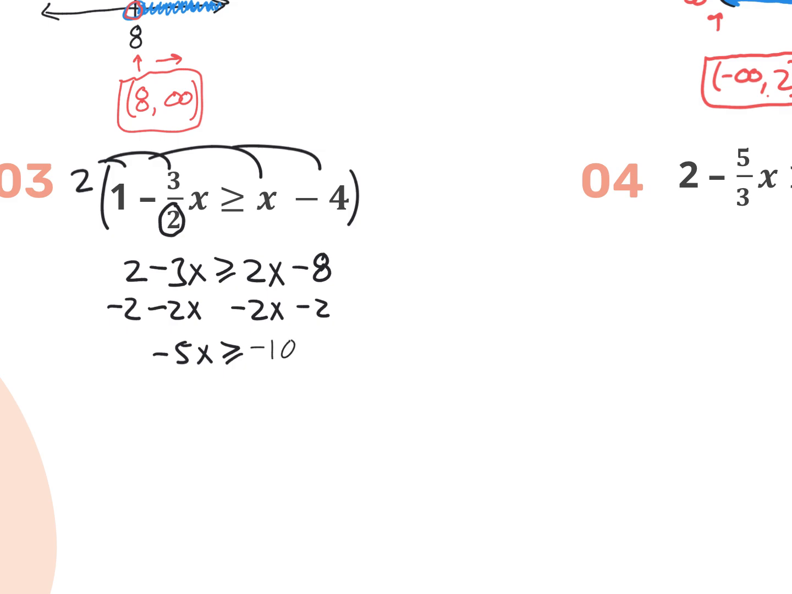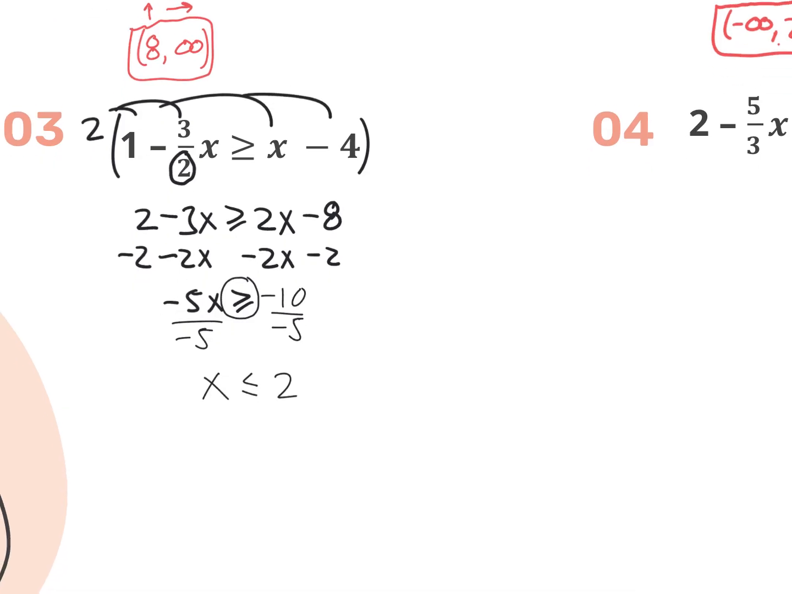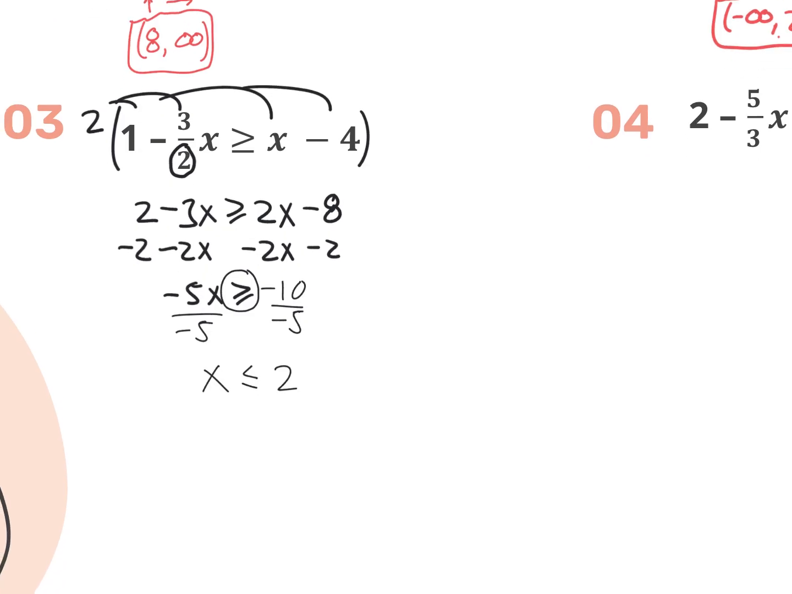All right, and then to get rid of that negative 5x, that negative 5, I can divide both sides by that value. And so I get an x on this side, a 2 on the other. Keep in mind, like we said on the first slide, dividing or multiplying by a negative, we have to flip the direction of this inequality. So it's actually going to be x is less than or equal to 2. All right, and then that's our answer as an inequality statement, right?